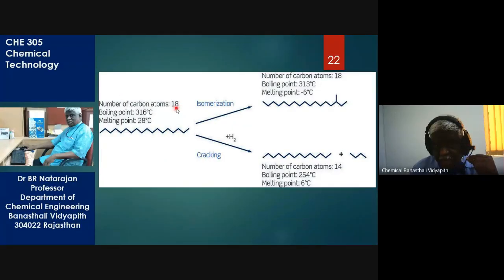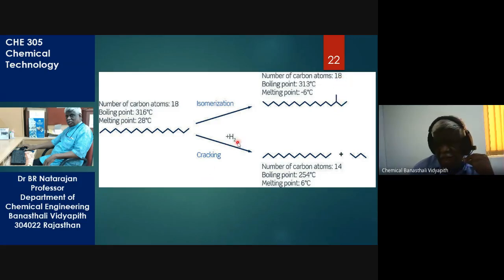See, number of carbon atoms 18, boiling point 316, melting point 28 degrees centigrade. Now, if this hydrocarbon goes through isomerization, my carbon atoms remain 18, and my boiling point is a little less because the iso has properties different from the normal chain, right? Normal chain is stiff, whereas the iso is a bent, branched one. So boiling point is lower. Melting point is 28 here, whereas the melting point is far less, minus 6 degrees. Right? So my normal alkane has become a branched iso. Carbon atoms remain the same.